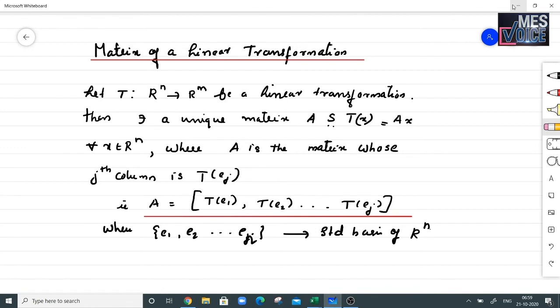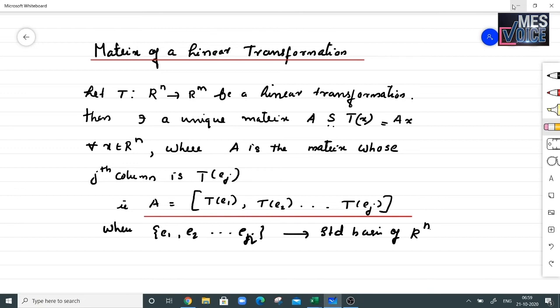Next, we will see how a matrix is formed from a linear transformation. Before that, let us go through a theorem. Let T from R raised to n to R raised to m be a linear transformation. Then the theorem says that there exists a unique matrix capital A such that T of x is equal to Ax for all x belonging to R raised to n. Here A is the matrix.